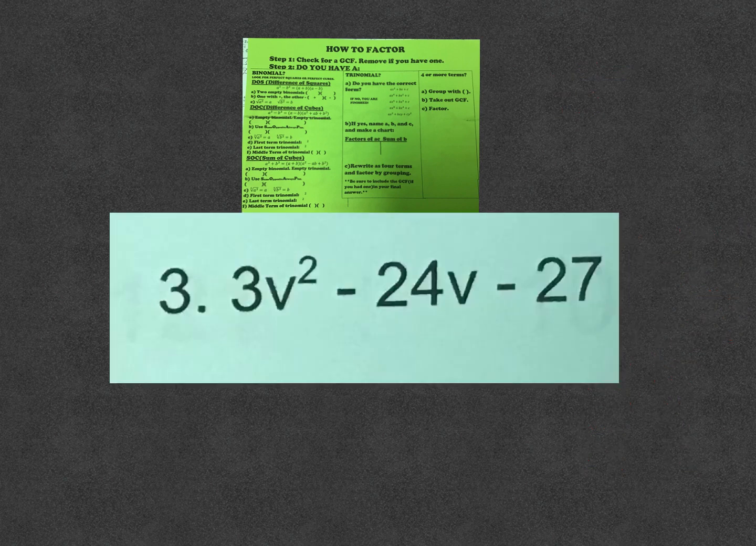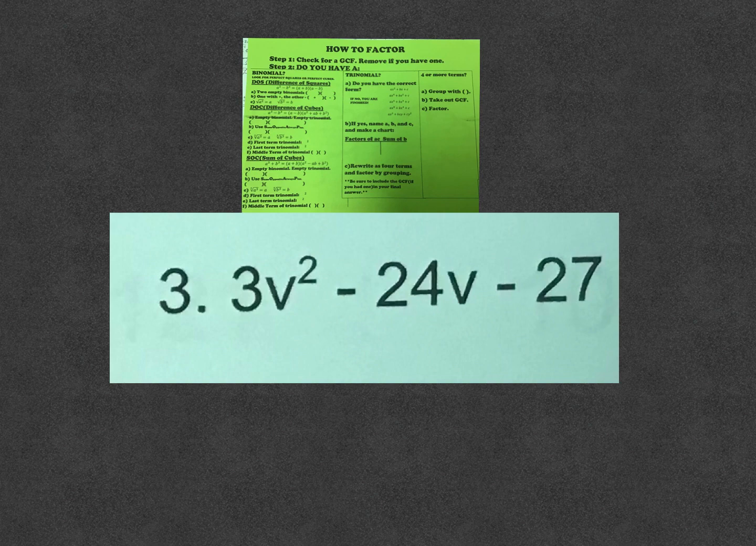Number 3, 3b squared minus 24b minus 27. Okay, let's go to step 1. And again, if you can find the greatest common factor quickly, you are welcome to fast forward past it, but there are some people who struggle to see what that greatest common factor is, so I want to provide them the tools to be able to find that themselves.